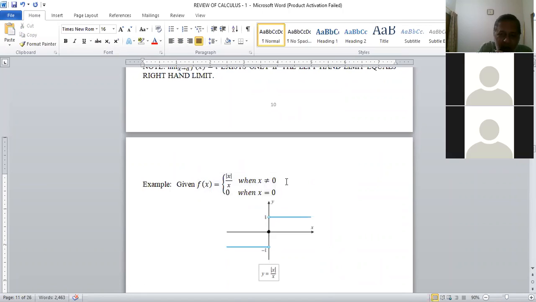I told you about functions defined using the absolute function, like this function f(x) equal to mod x upon x when x is not 0, but it attains the value 0 when x is equal to 0. Now this function is neither algebraic nor transcendental. You can say that this is an artificially defined function, but it may represent a real physical phenomenon.